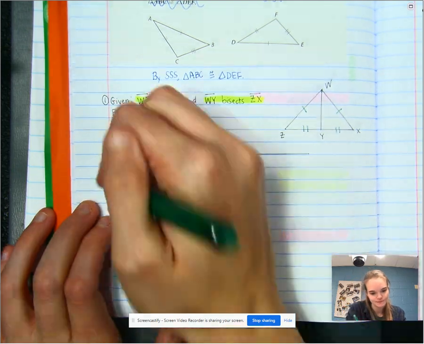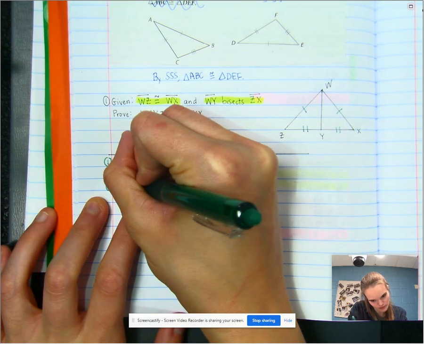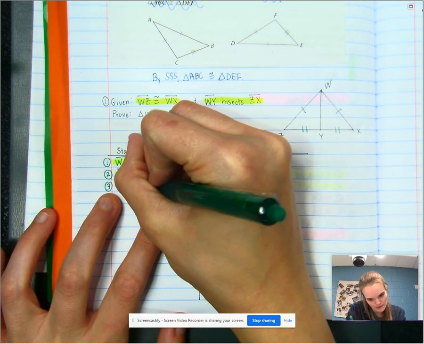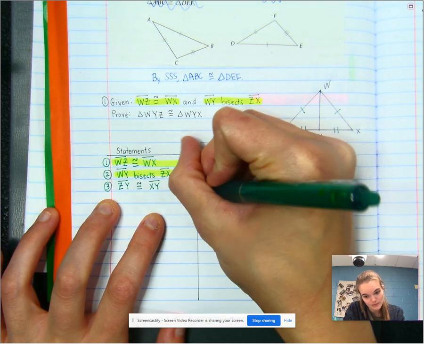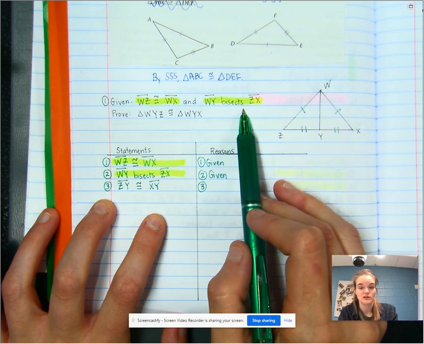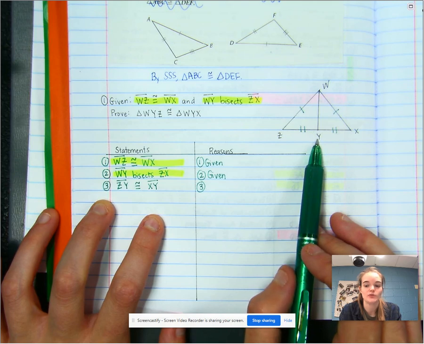ZY is congruent to XY. Now, I don't know if you noticed, but I think it looks like a right triangle. But did it say it is? Did it say it's a perpendicular bisector? No. So it's not a right triangle. It would not have mattered if it was a right triangle anyway. We're using side, side, side.